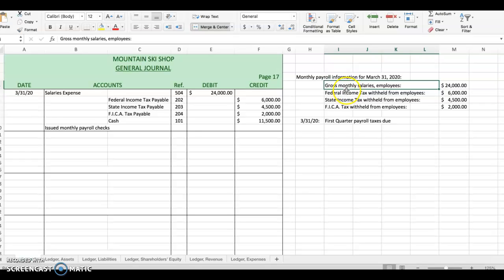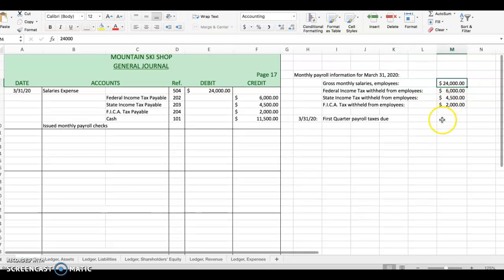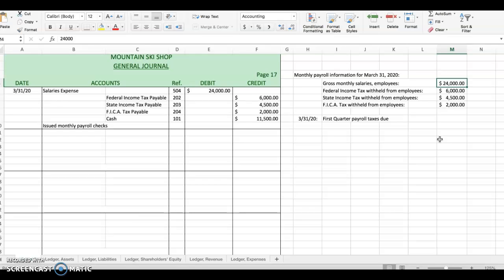Gross monthly salaries, we will assume to be the same just to make things simple. So the total amount earned by the employees is $24,000. They don't get that, as you know by now. They get net pay because they have several deductions, money that we withhold from their paychecks. For example, we have federal income tax. We withheld $6,000. And again, I'm giving you the numbers, and we're not going to worry about how those numbers are computed, but we will look at that much later.